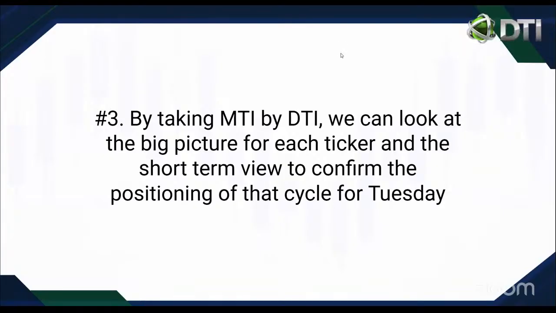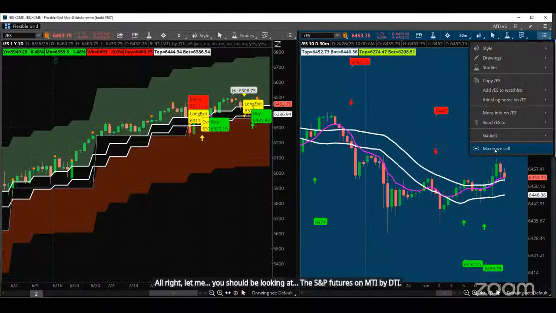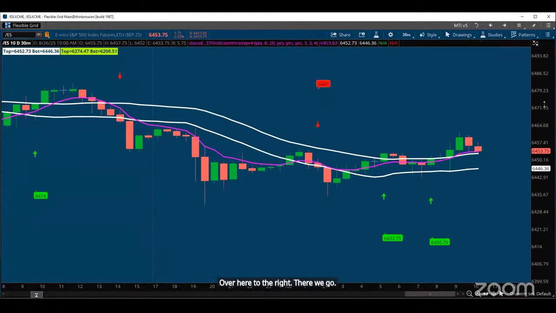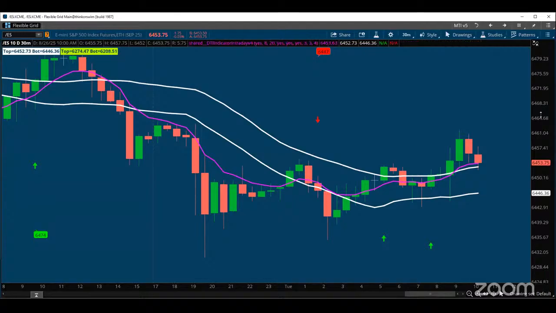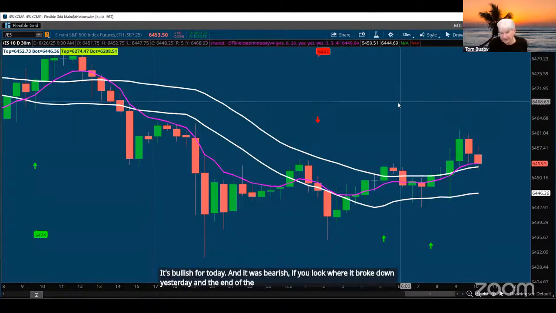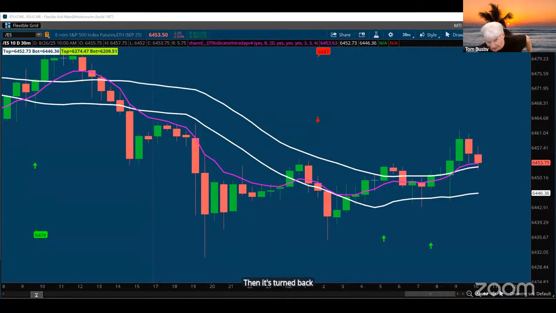All right, you should be looking at the S&P futures on MTI by DTI. Let me maximize the 30-minute over here to the right. There we go. It's bullish for today, and it was bearish. If you look where it broke down yesterday and the end of the day, now it's turned back bullish today if it stays above that white line.